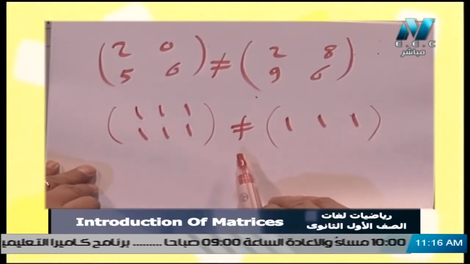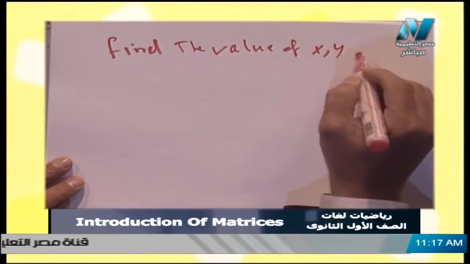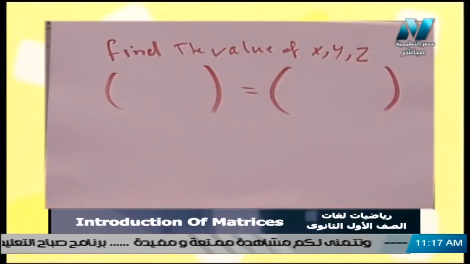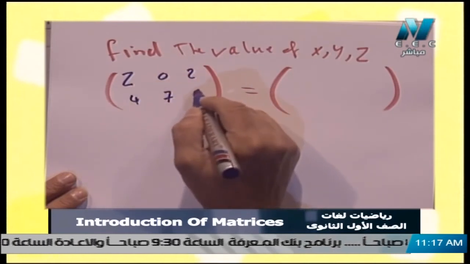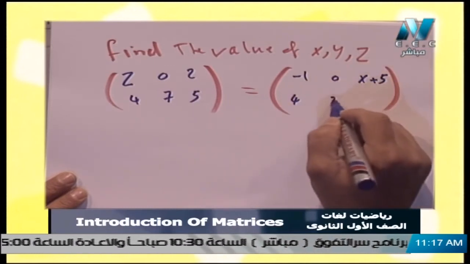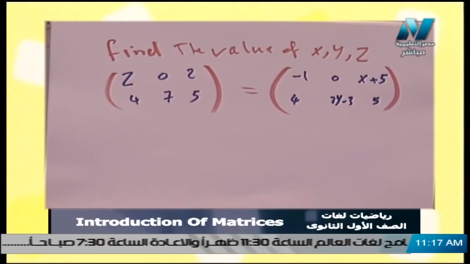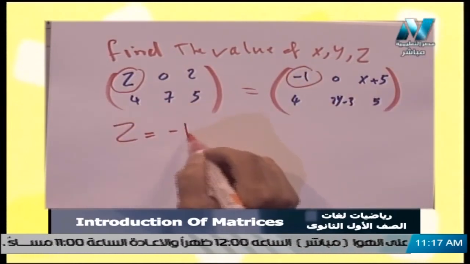let's move to another example. Find the values of x, y, and z. We have here two columns that are equal. This column matrix: z, 0, 2, 4, 7, and 5. This one equals negative 1, 0, x plus 5, 4, 2y minus 3, and 5. Look carefully at this. We have z, the first element here, equals negative 1. So it is very easy to find that z equals negative 1.